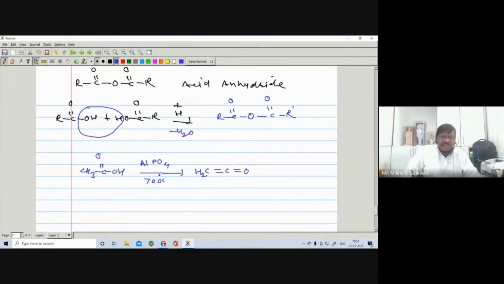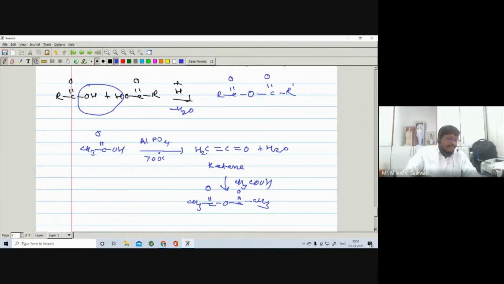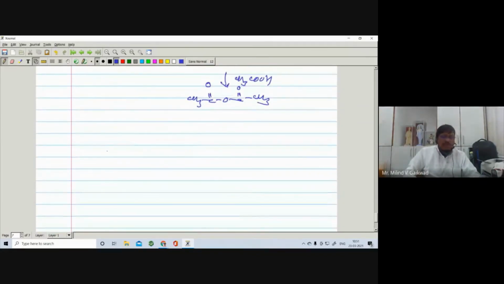It is called a ketene, and this ketene plus water reacts again with a second molecule of acetic acid. You get the corresponding acid anhydride, that is CH3C=O O C=O CH3, right? There is a formation of such type of compound. Then also from a dicarboxylic acid we can prepare anhydride.